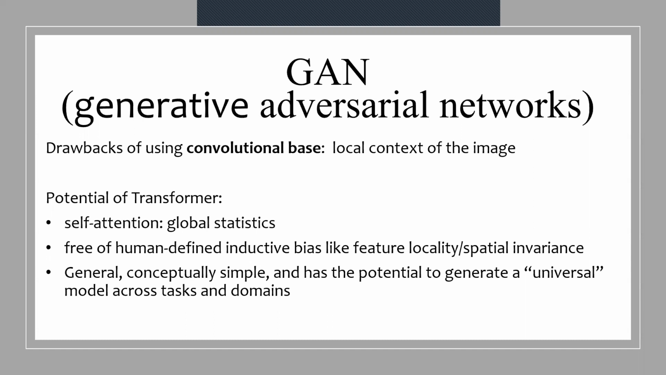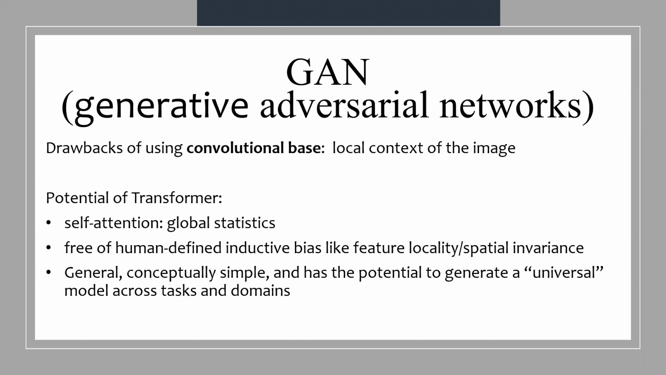So what is the drawback of a convolutional backbone? As we know, CNN has filters which capture the local context of the image. However, this means that convolution is hard pressed to get the global statistics, which can be exactly solved by transformers using self-attention. In addition, transformers have two other advantages.